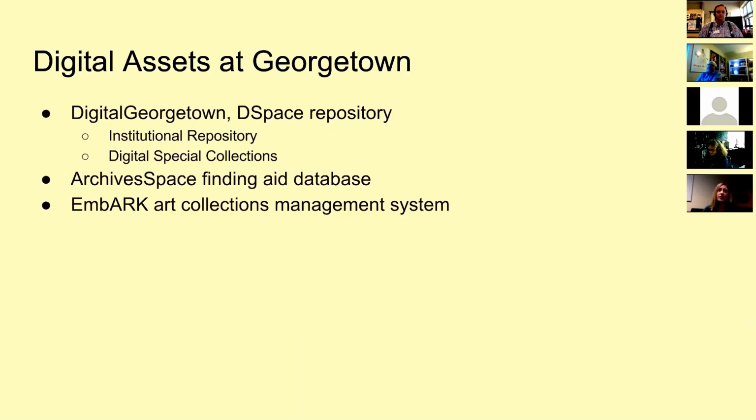In addition to the institutional repository, we have prioritized our digital special collections content. So this is primarily content that is from our archives, manuscripts, rare books, and art collections here in the library. So things that are either coming in born digital to us that we want to preserve, or content that we've digitized, such as archival documents and rare books and that kind of thing.